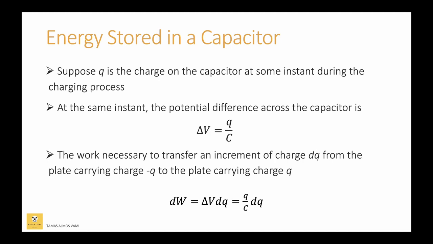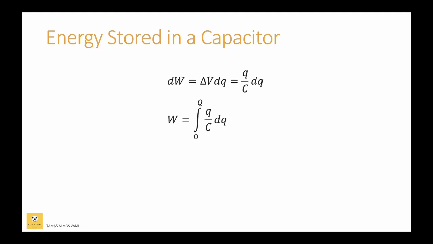So the work is calculated as the delta v times delta q. It's the integral of the potential. You may remember this when we discussed the definition of the potential. And so we know that the delta v was q over c, and inserting this information, we get that the infinitesimal work is the charge over the capacitance times the infinitesimal charge.